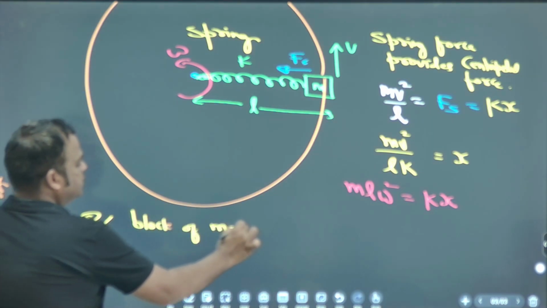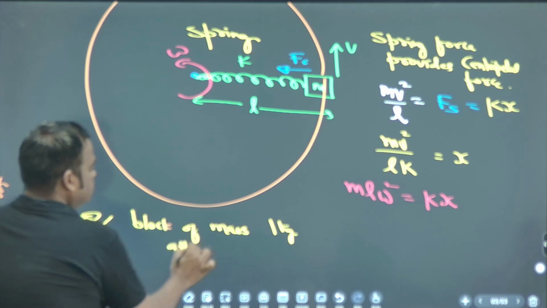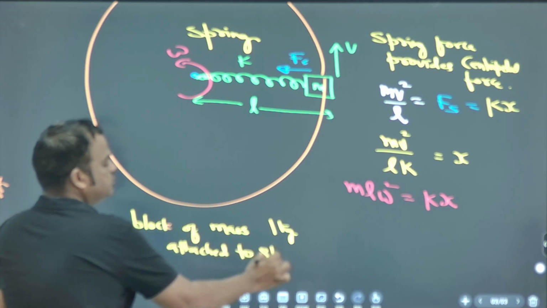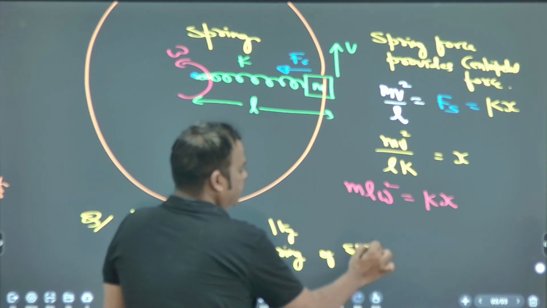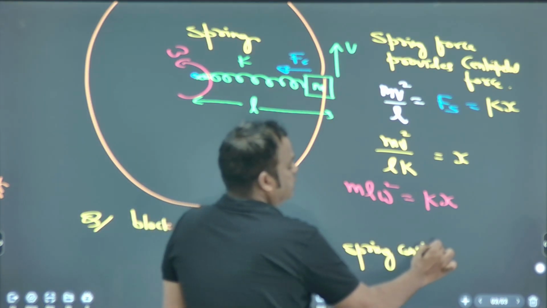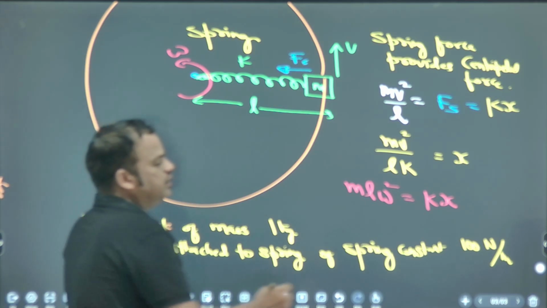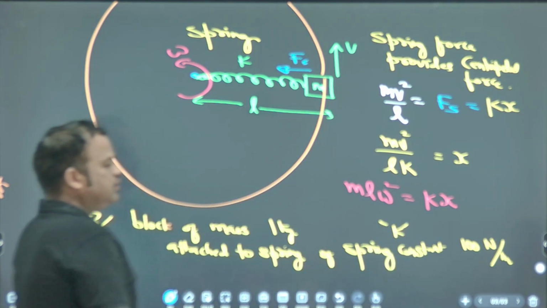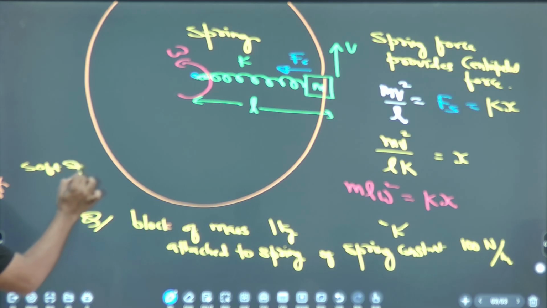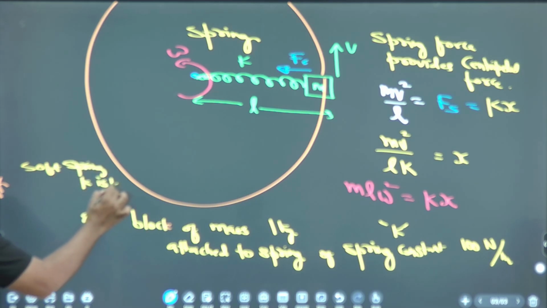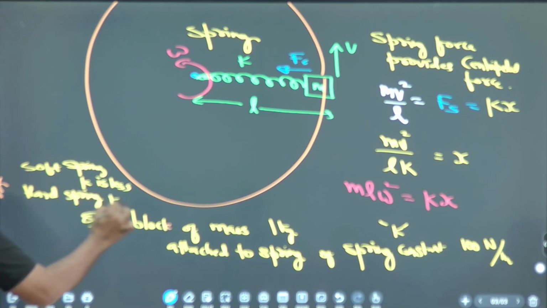Block of mass 1 kg attached to spring of spring constant 100 Newton per meter. Okay, spring constant means k. So k value I am giving. Okay, remember spring constant. If soft spring is there, spring constant is less. Soft spring means k is less. If hard spring is there, difficult to compress, so k is more.